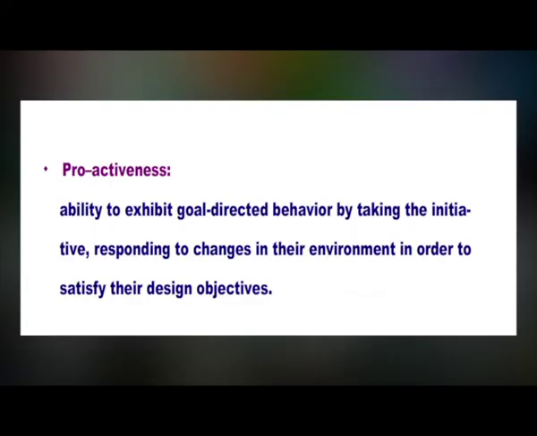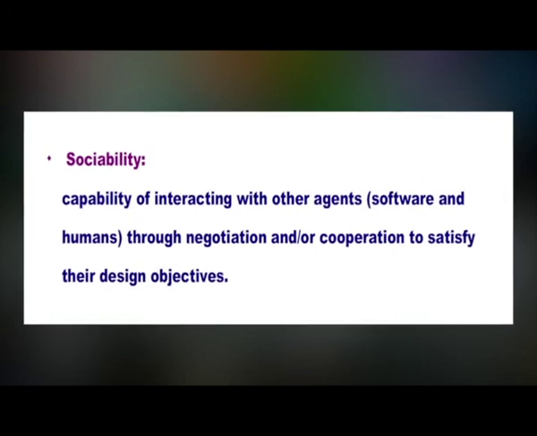The next feature is proactiveness. What do you mean by proactiveness of an IA? It is the ability to exhibit goal directed behavior by taking the initiative, responding to changes in the environment in order to satisfy their design objectives. Another important feature we have to look at here is sociability. This is the capability of the agent to interact with other agents, especially the software and the humans, through negotiations or cooperation to satisfy their design objectives.